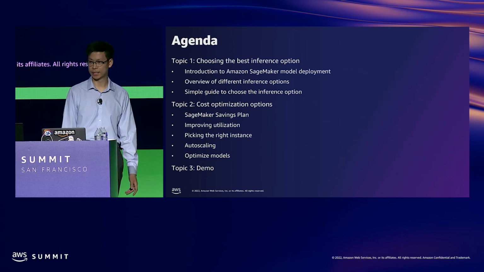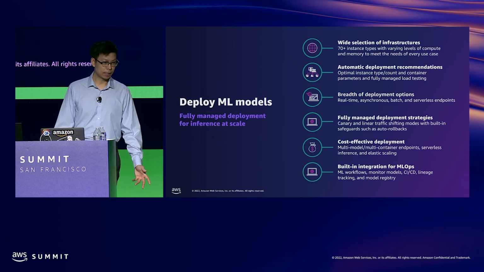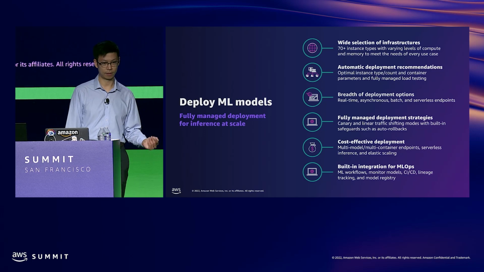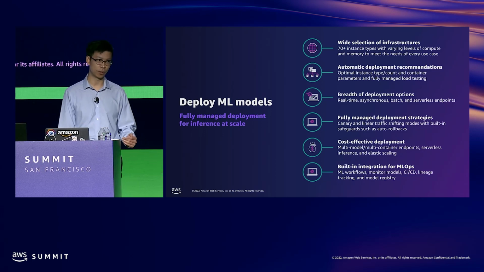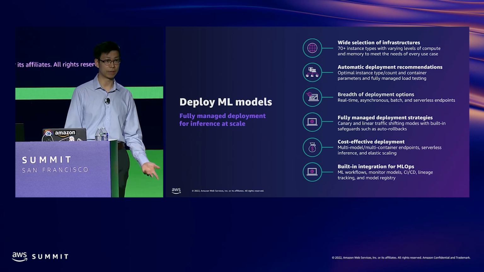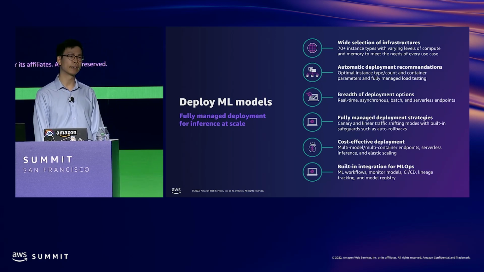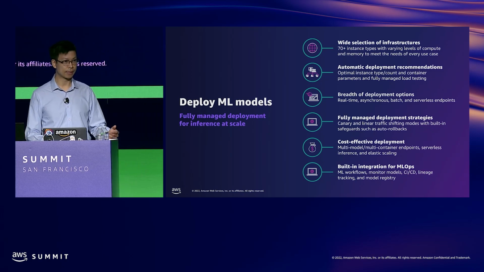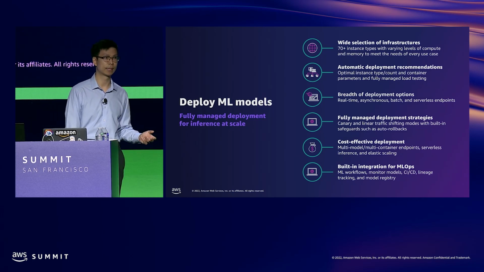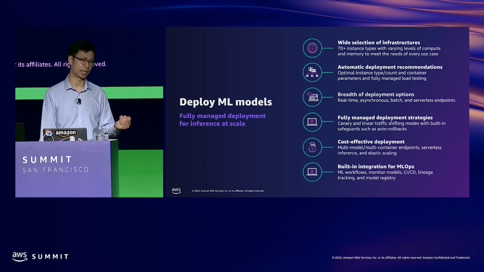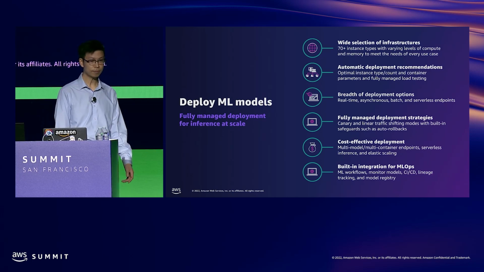Let's get started. Amazon SageMaker offers a wide variety of features and infrastructure to help you meet your workload needs. First, we have over 70 instances with varying levels of compute and memory to meet your use cases, including accelerated instances using GPUs and also instances that are designed specifically for ML workloads, such as our Inference instances.